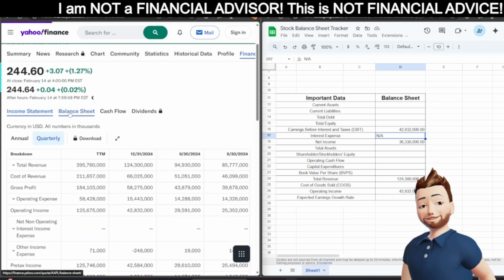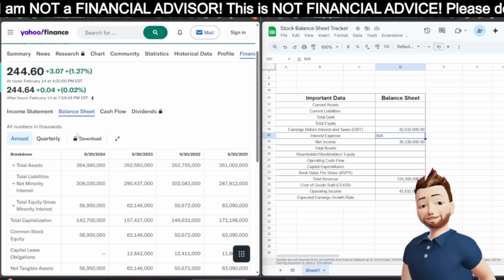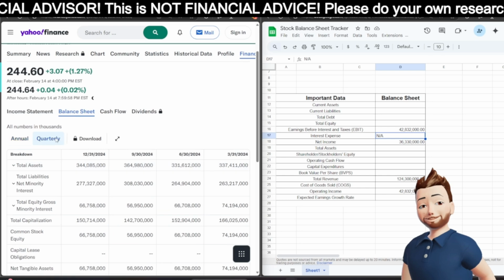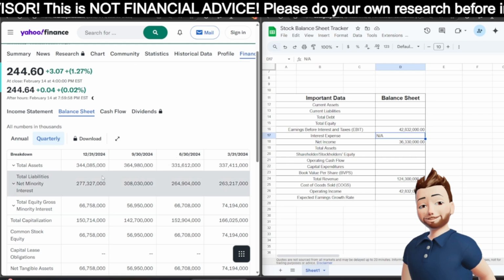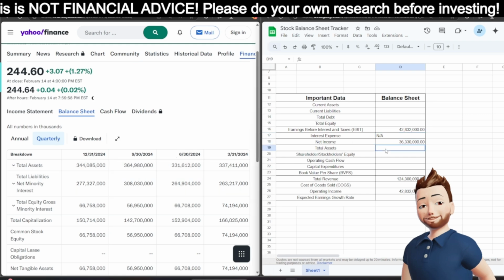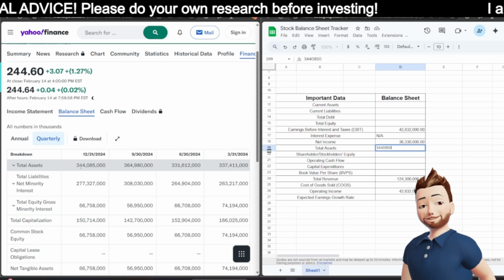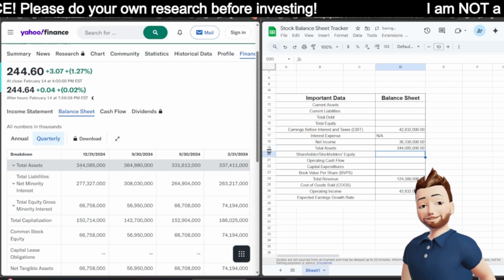So that's the income statement. You've got the balance sheet up here as well. You have cash flow. So this important data takes into account a little bit of everything, from the income to the balance sheet to the cash flow, all the different things that really make up a good company. Total assets, we're looking at 344,085,000. Perfect. Love it. Plug it right in.